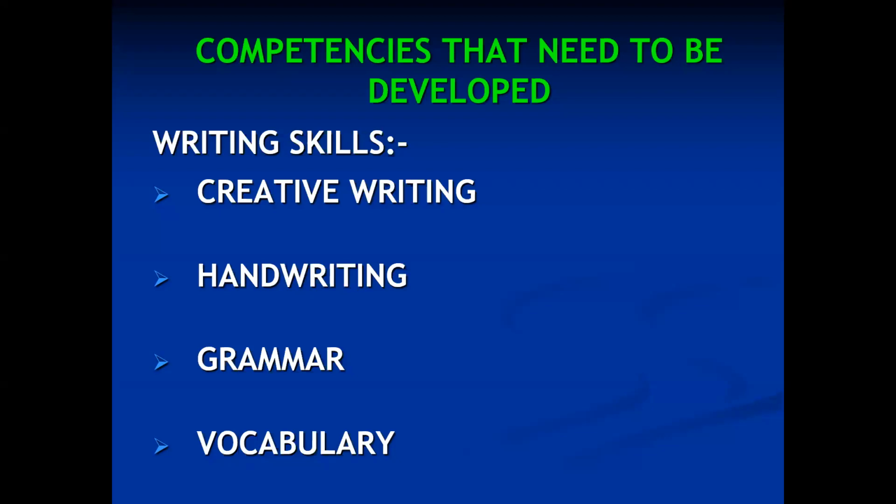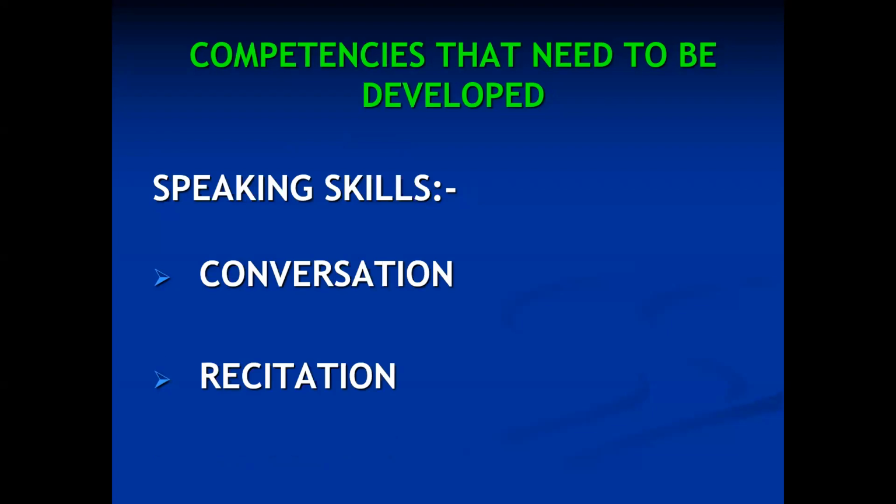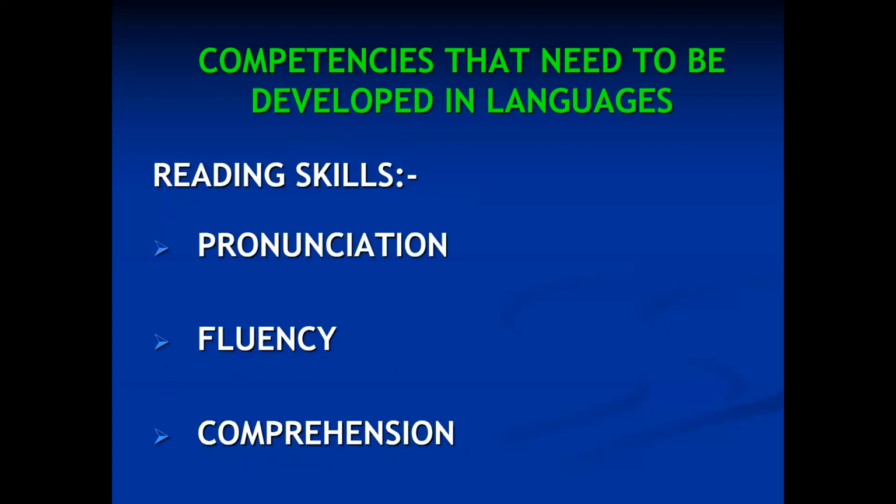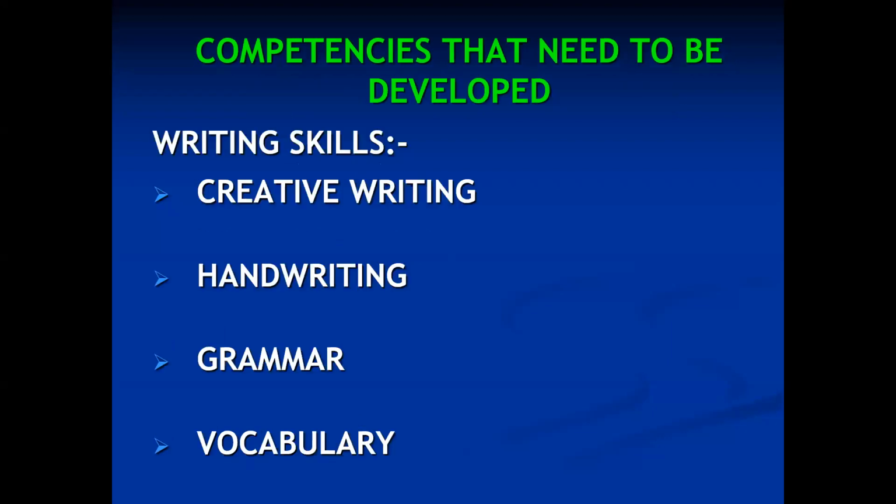So when you develop the competency of reading skills, you have developed 3 skills in the children. Sorry, you have developed the pronunciation of words, the fluency of speaking, and speaking with comprehension. Now, when you are developing the writing skills, you are developing in them the art of writing in correct handwriting, being creative in their writing, using correct grammatical structure, and using the most appropriate word.